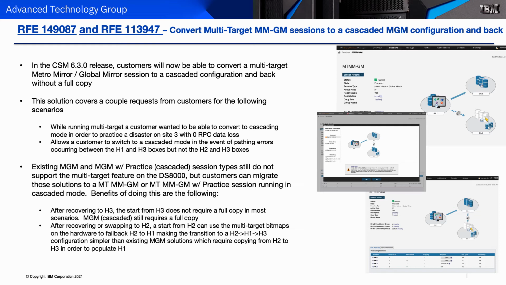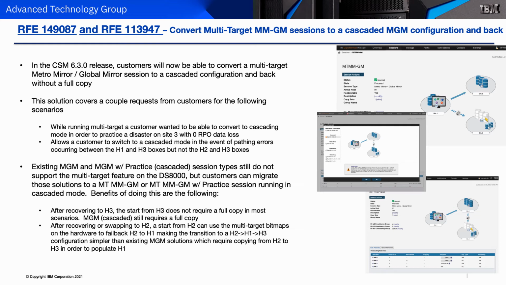You can do this from site 1 or site 2. Either way is supported. And you can also, if you want, take an existing MGM configuration, so that's an existing cascaded session, and migrate it to a multi-target session by doing the remove copy sets, keep on hardware, and then adding those copy sets into the multi-target MGM session. That matches what you were doing with MGM. And then start managing cascaded relationships from the multi-target session.